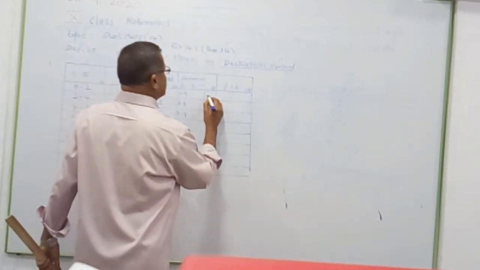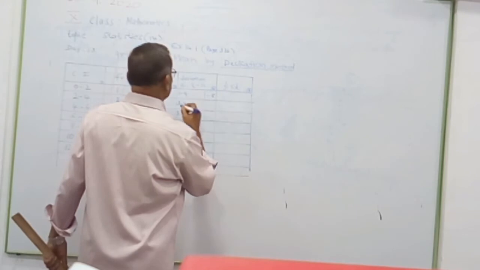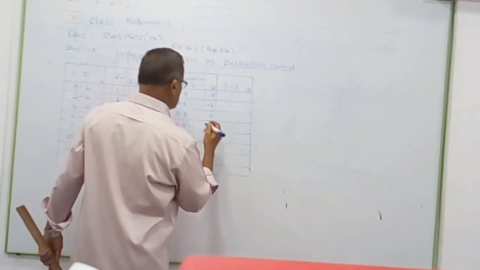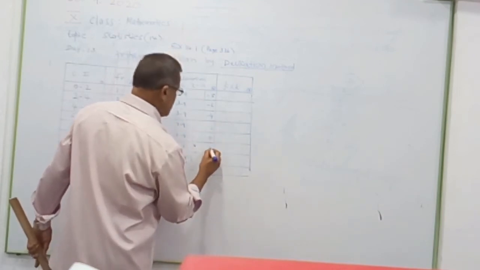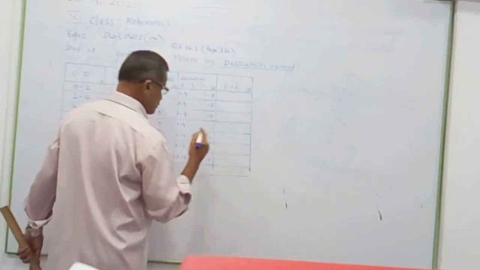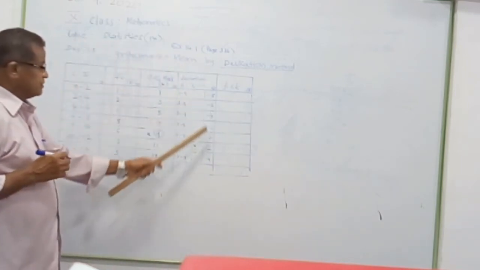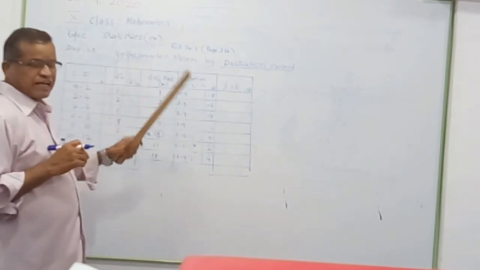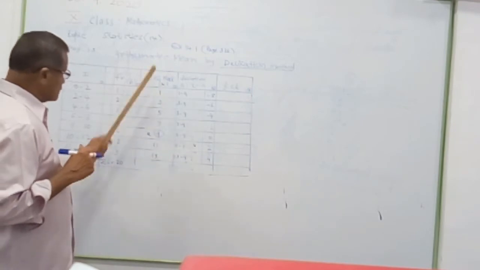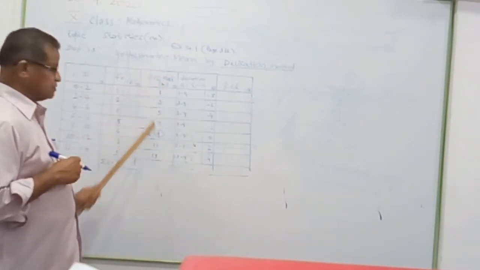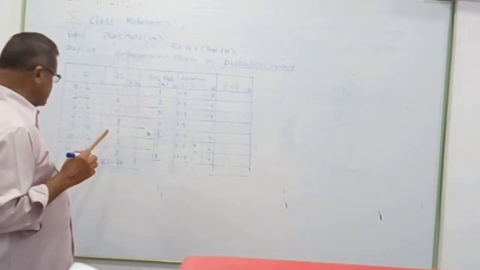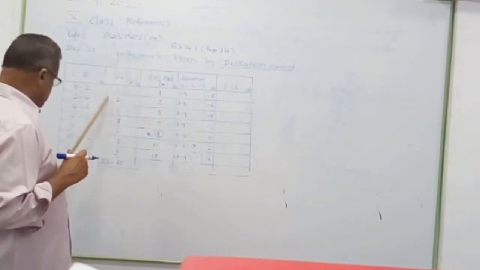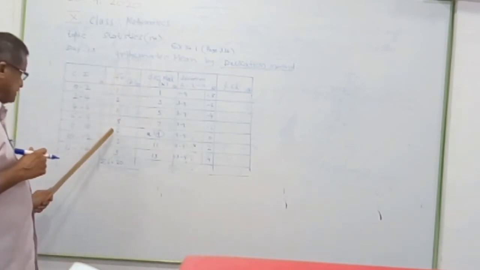Now minus 8, minus 6, minus 4, minus 2, 0, 2, 4. So this is DA. How to find DA, once again I explain. X minus A. X means third column, mid values. And how to identify the assumed mean: among these, the highest frequency is 6.